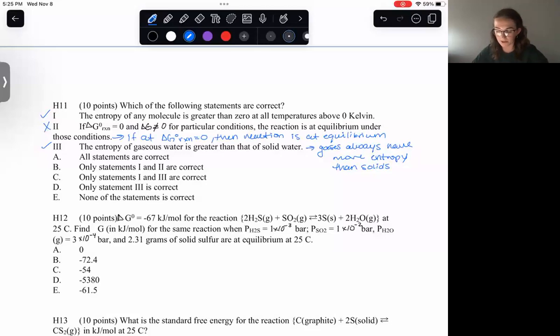And yes, so for statement 2, if delta G naught is equal to 0, then you would still be at equilibrium. Yep. Okay, so for this particular question, 1 and 3 are correct, and so C will be your correct answer.